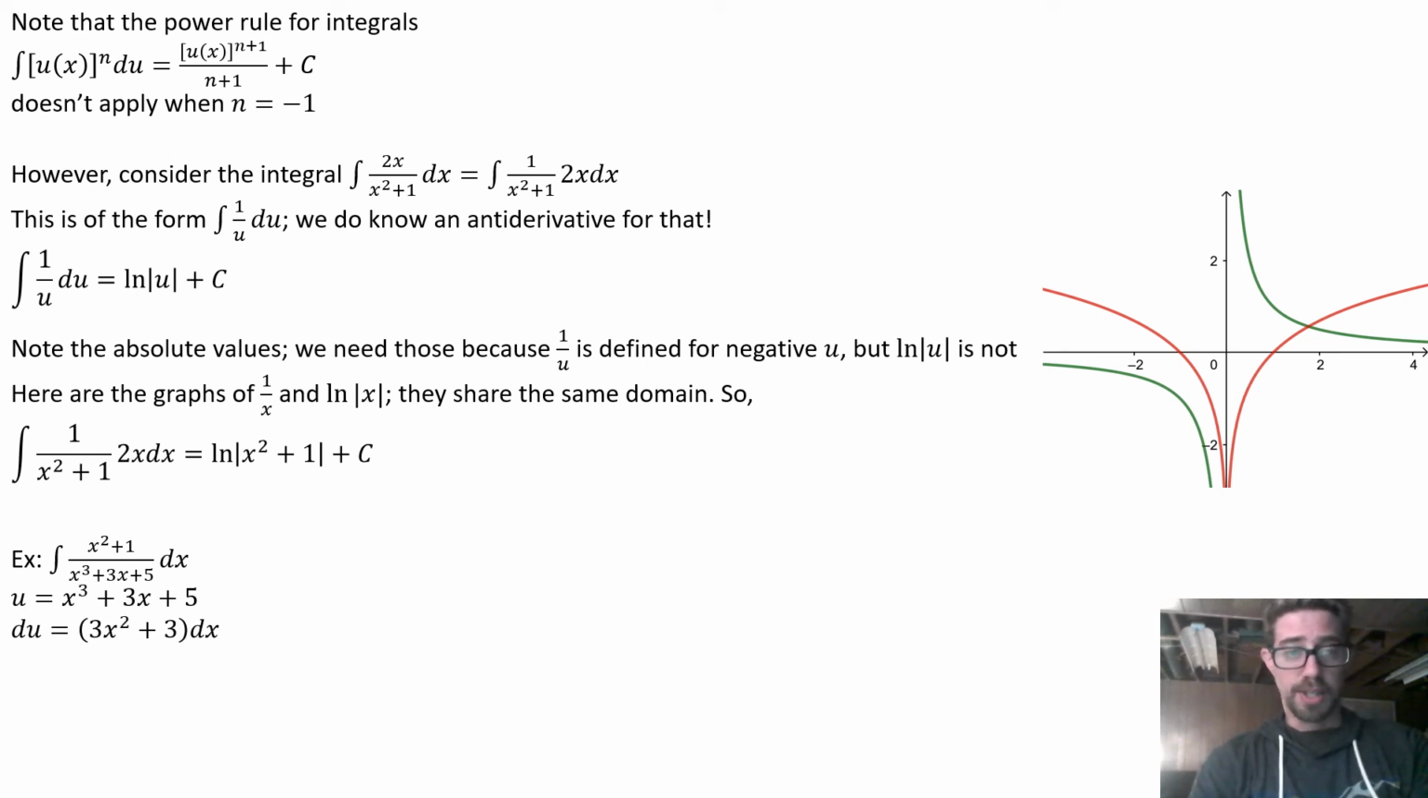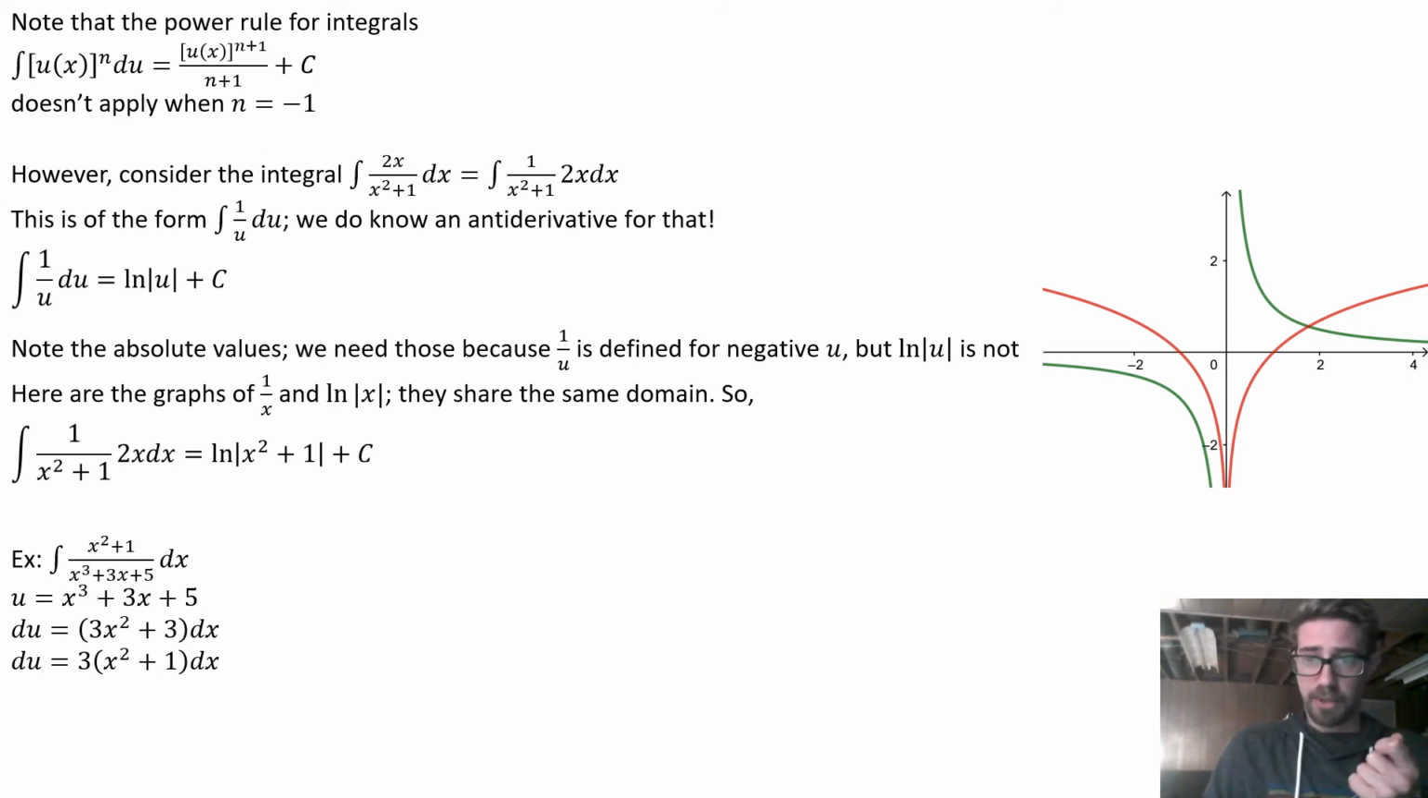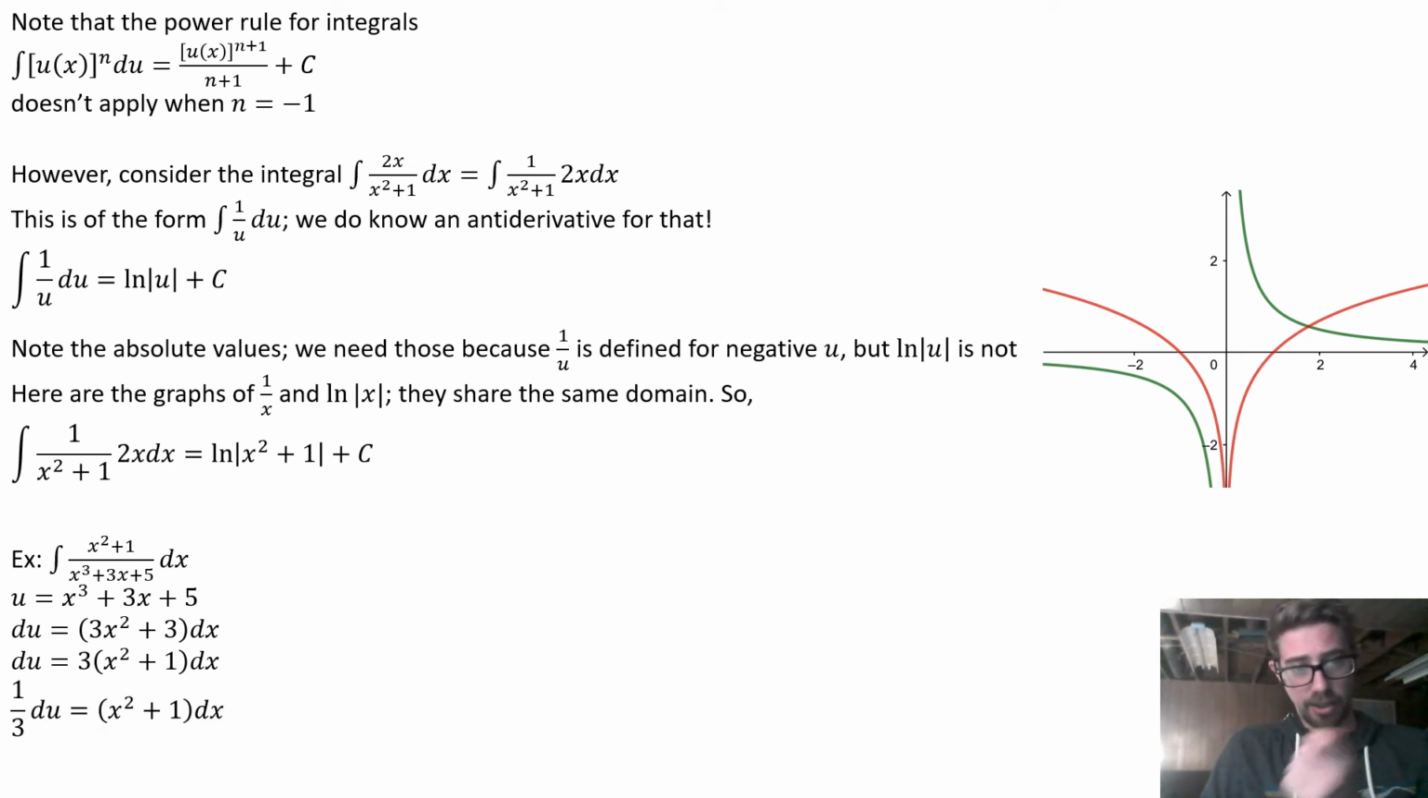So du is 3x squared plus 3 dx. You've got to make that thing look like what's on top, which is just one move. You factor a 3 out of it. You then divide that on both sides, and you have exactly what you want. You have 1/3 du equals the rest of that integral, which is x squared plus 1 dx. Now that goes in for the x squared plus 1 dx, and all you're left with is 1 over u. Same exact thing as the last problem.